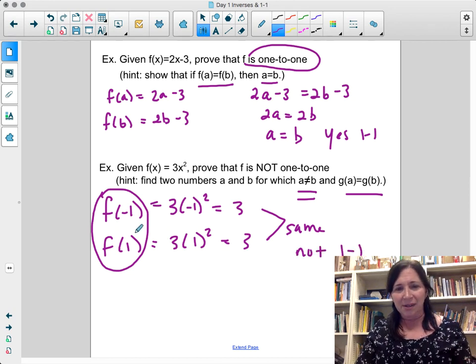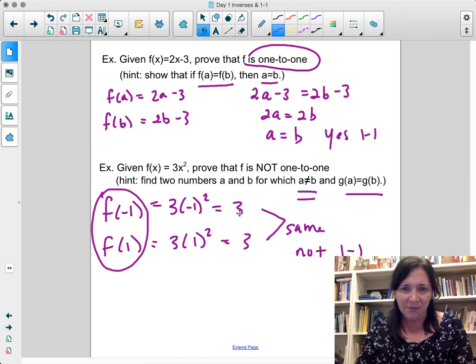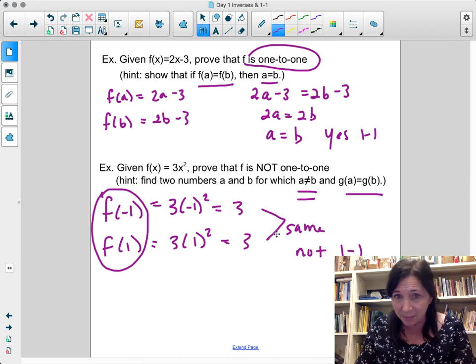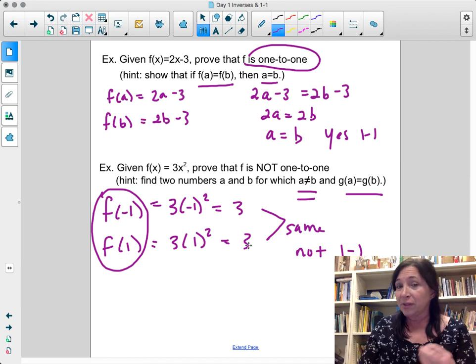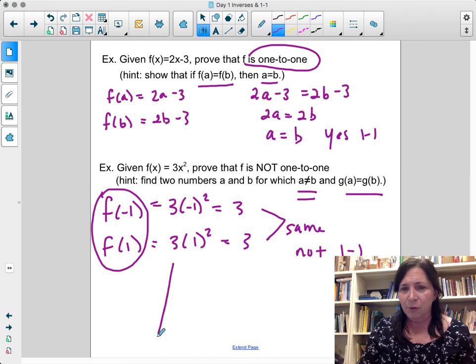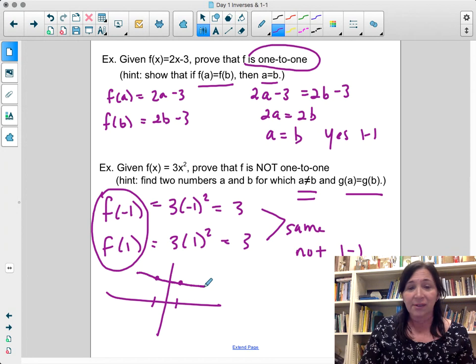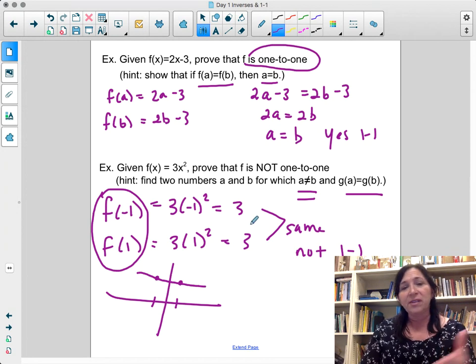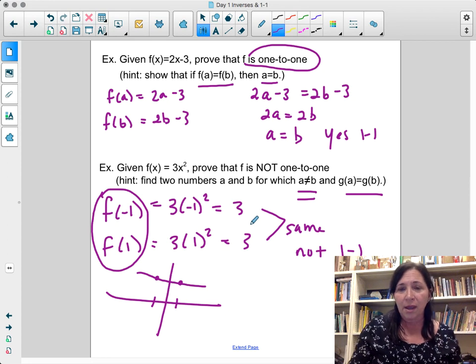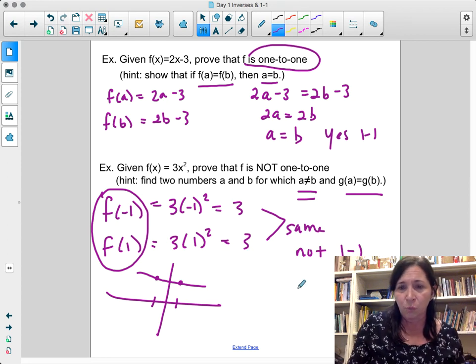Because if I put in different inputs, I need to get different outputs. But if they're the same, then remember, they're the same y values. If I were graphing that, remember, if -1, 3, +1, 3. If I were to graph that and I were to draw a line using the horizontal line test, not one-to-one. They have to pass the horizontal line test. This is just another way of showing if something is one-to-one.